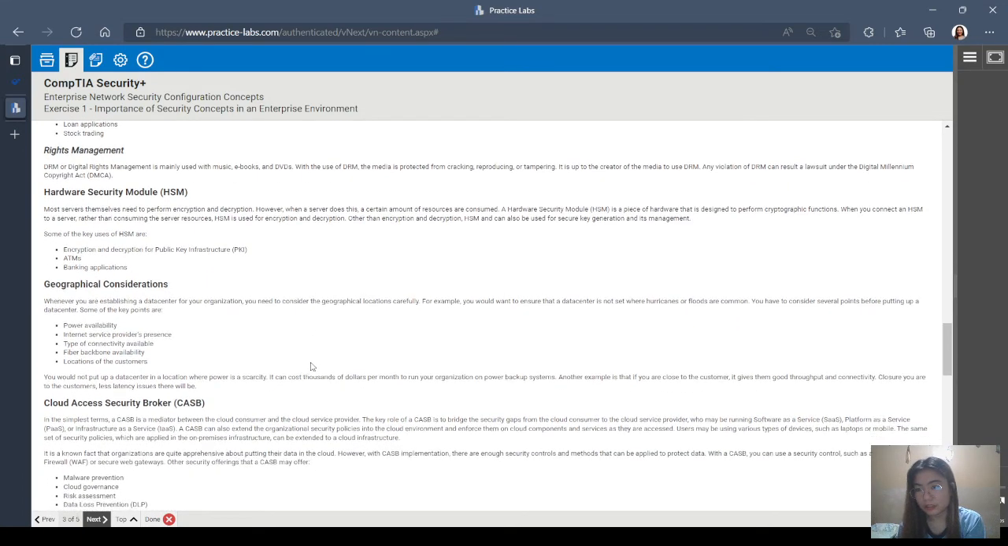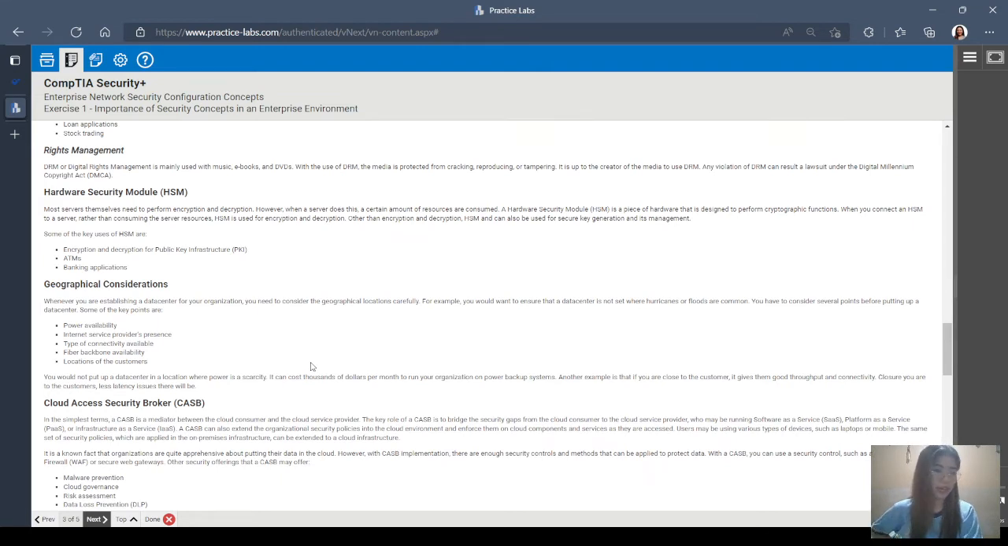Hardware security module. Most servers themselves need to perform encryption and decryption. However, when a server does this, a certain amount of resources are consumed. A hardware security module is a piece of hardware that is designed to perform cryptographic functions.